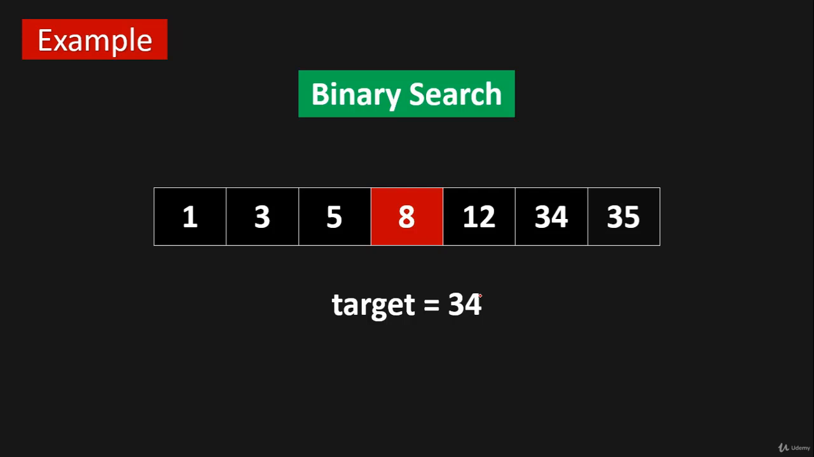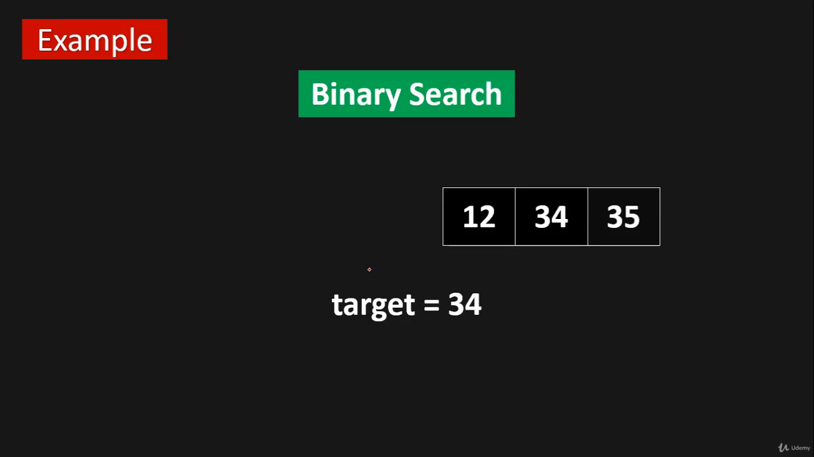Yes, it is. If the middle is less than the target, then we will discard all the elements on the left, including the middle element. Alright, so we discarded the left portion. Now let's find the middle in this array. The middle is 34. And we see that we found the target in this array. In this case, we have to return the index of this element 34. Alright, and this is how binary search actually works. Don't worry, we will see how we can find the middle element.